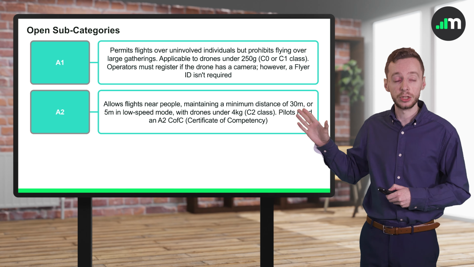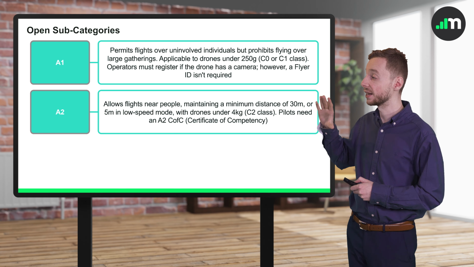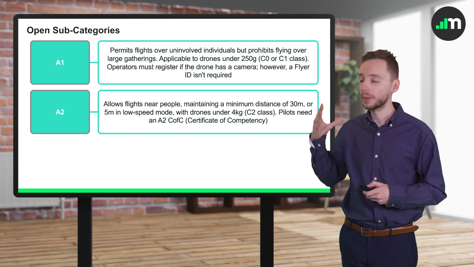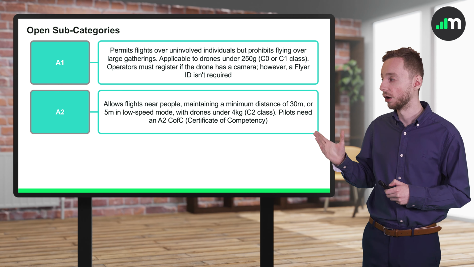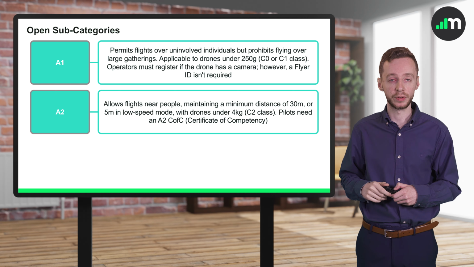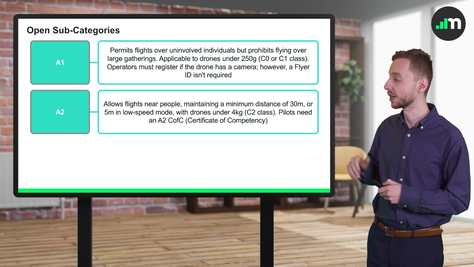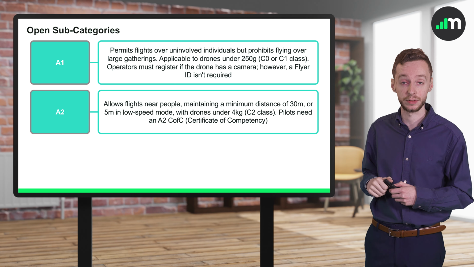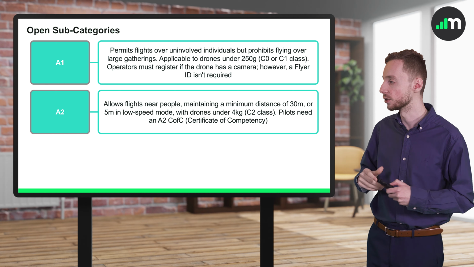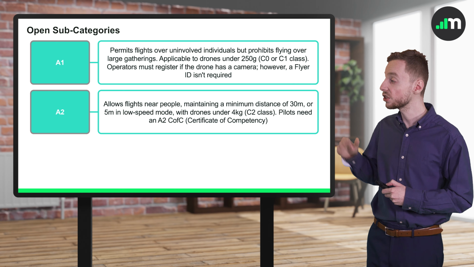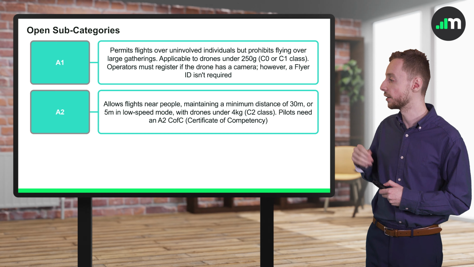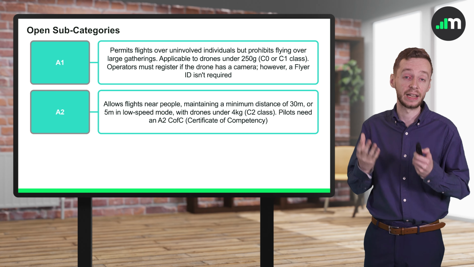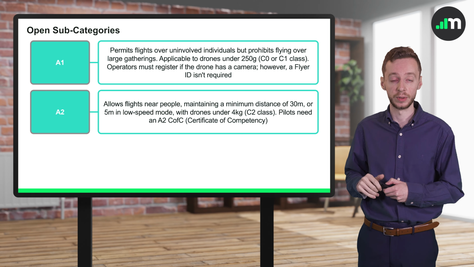Moving on to the A2 category now, we can see that this allows flights near people, and we're maintaining a minimum distance of 30 meters, or 5 meters in a low speed mode for these specific drones. We've also got some classifications here, so C2 classification, which correlates to the A2 subcategory. In addition to that, the pilots will need an A2 CofC, and that is that certificate of competency, saying that they're actually able to fly this drone to a specific level.